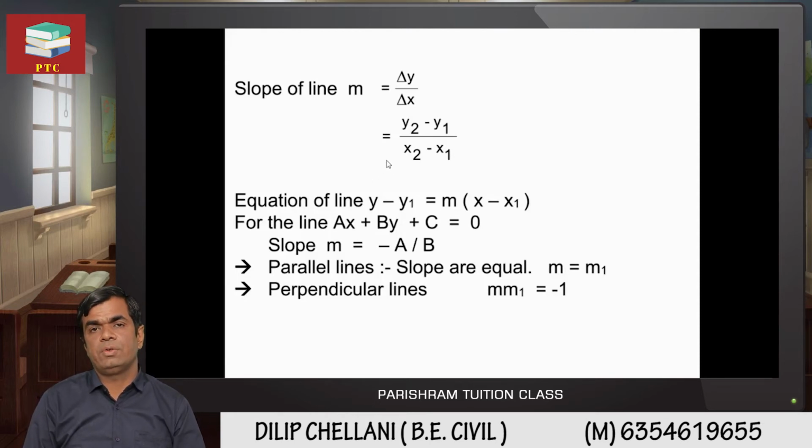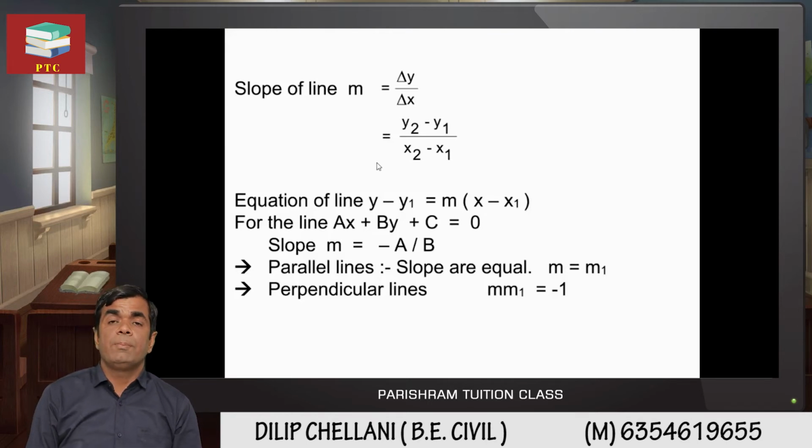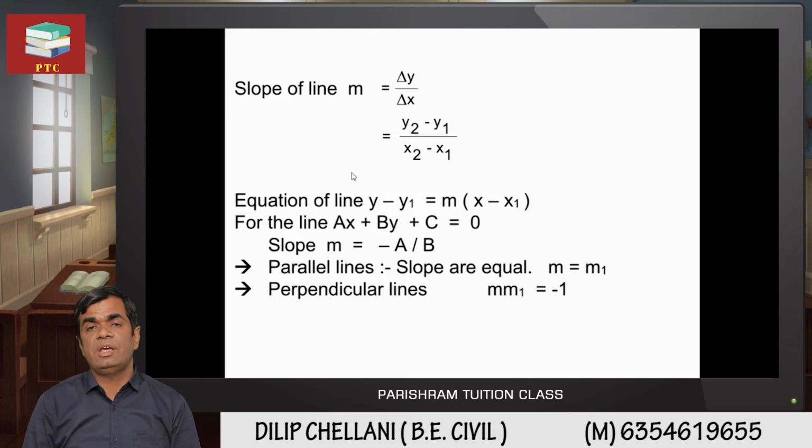Parallel lines are given to you. For parallel lines, slopes are equal. That is m equals m1. Perpendicular lines are given to you. The product of these two slopes would be minus 1. So m into m1 would be equal to minus 1.